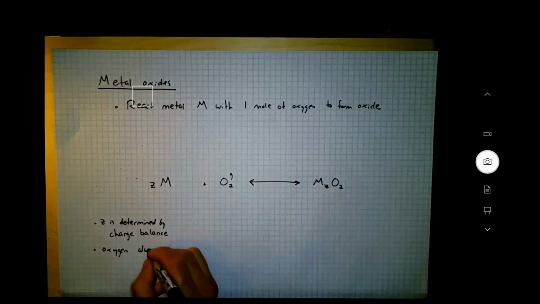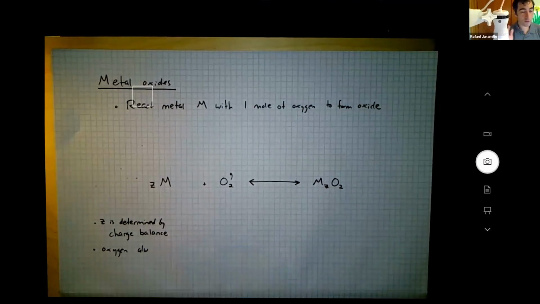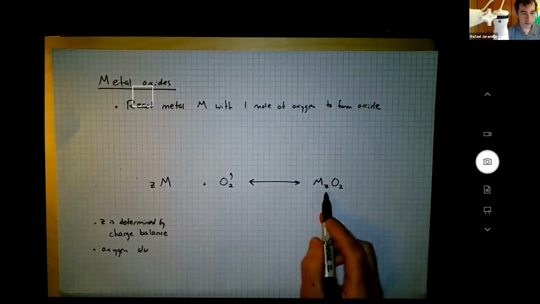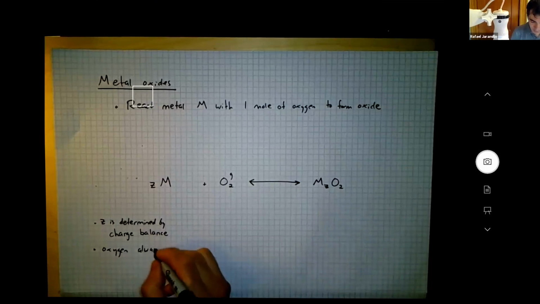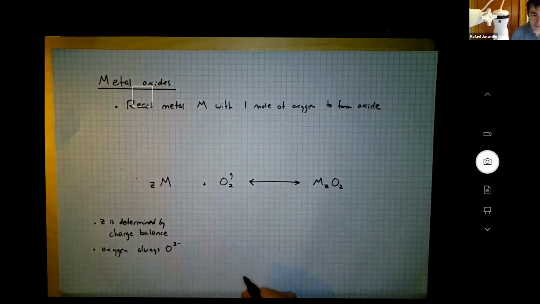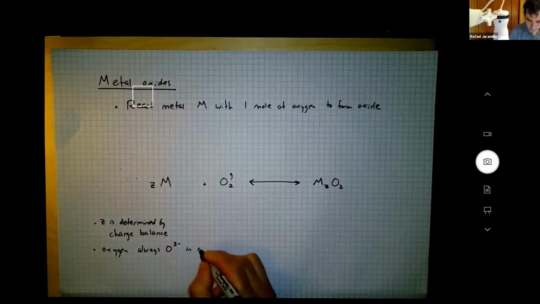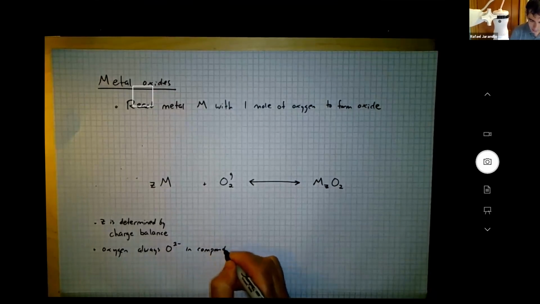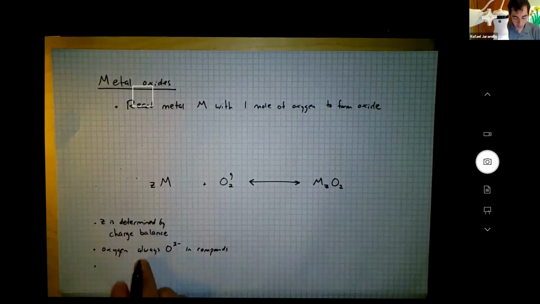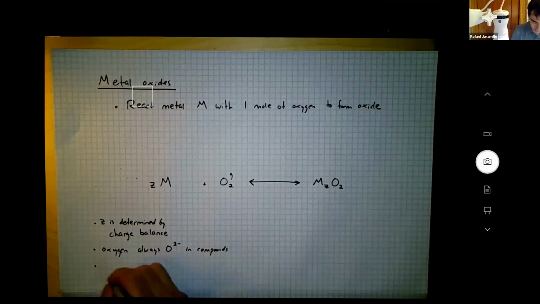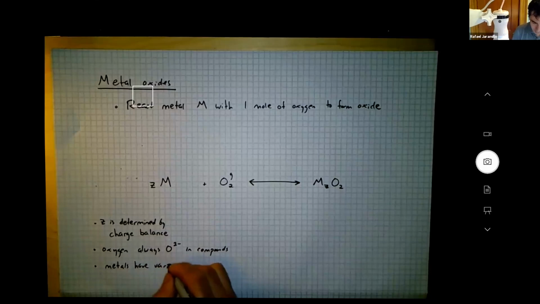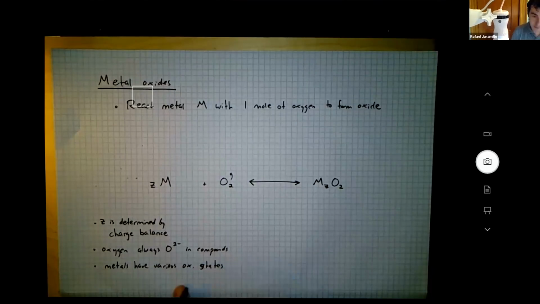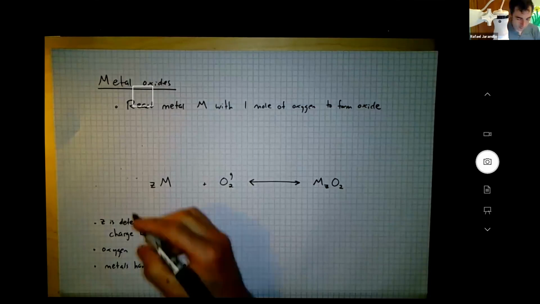Magnesium oxide? Yeah, magnesium oxide is 1 to 1, right? So in that case, Z would be 2. All right, good. Oxygen is always O2 minus in compounds. So Z is determined by charge balance. Oxygen is always O2 minus, and metals have various oxidation states. Some metals have more than one oxidation state, right? So that's Z.